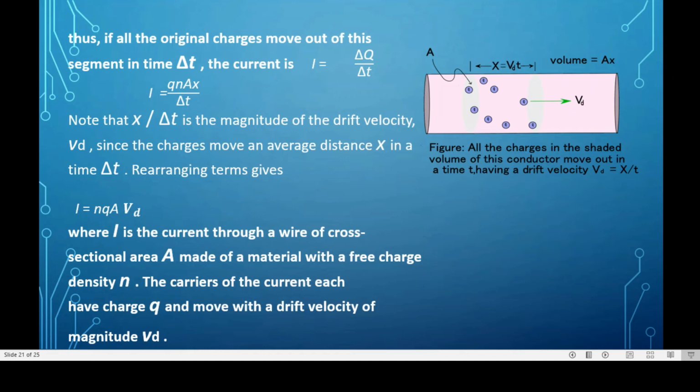By substituting the value of delta q, we get I equal to q times nAx by delta t. Here note that x by delta t is the magnitude of the drift velocity, so it can be replaced by the letter Vd. Then rearranging the terms, we get the equation I equal to nqA times Vd. Here I is the current through a wire of cross-sectional area A made of a material with a free charge density n.